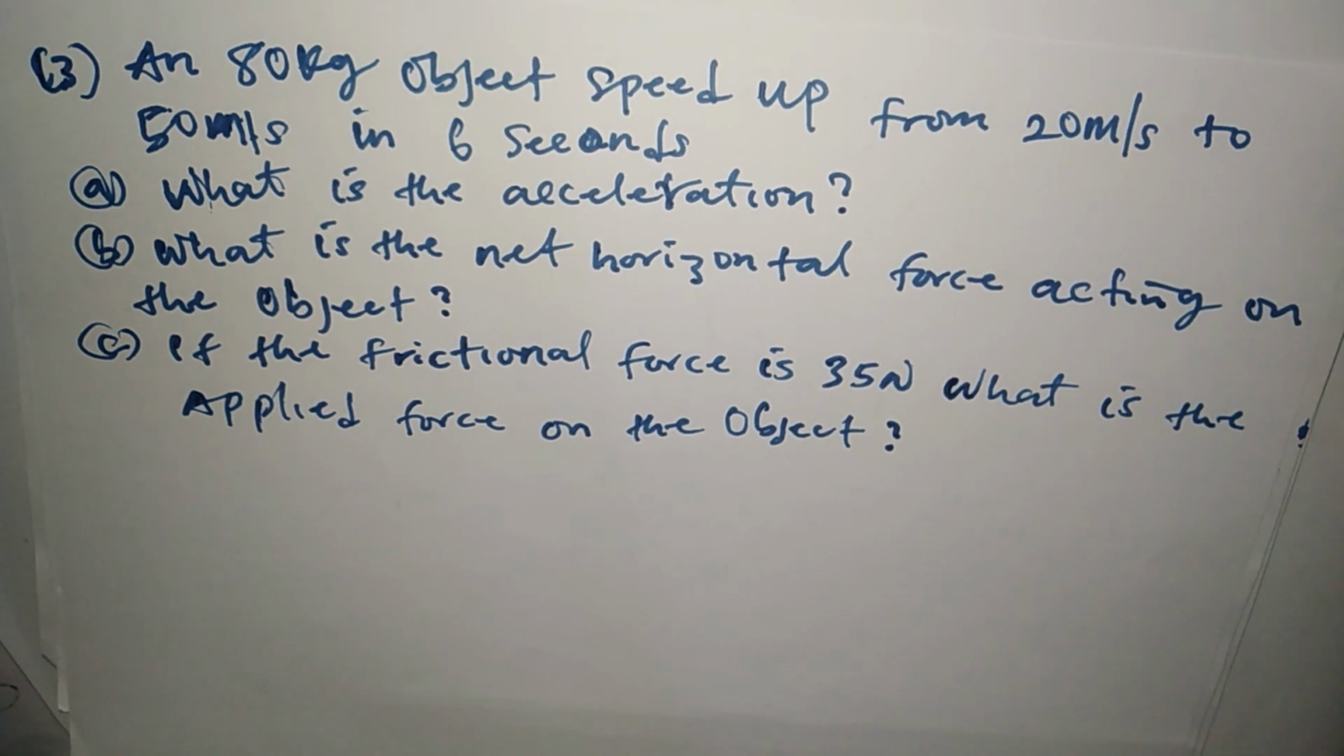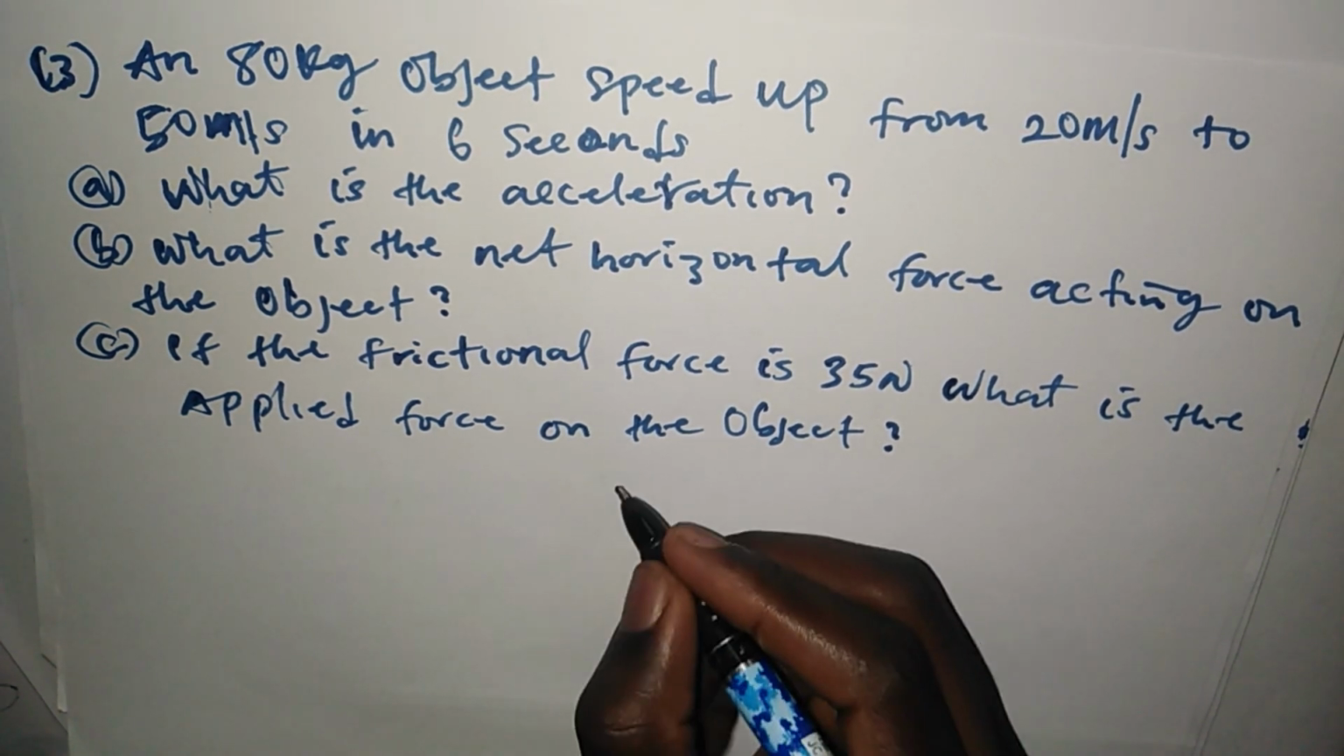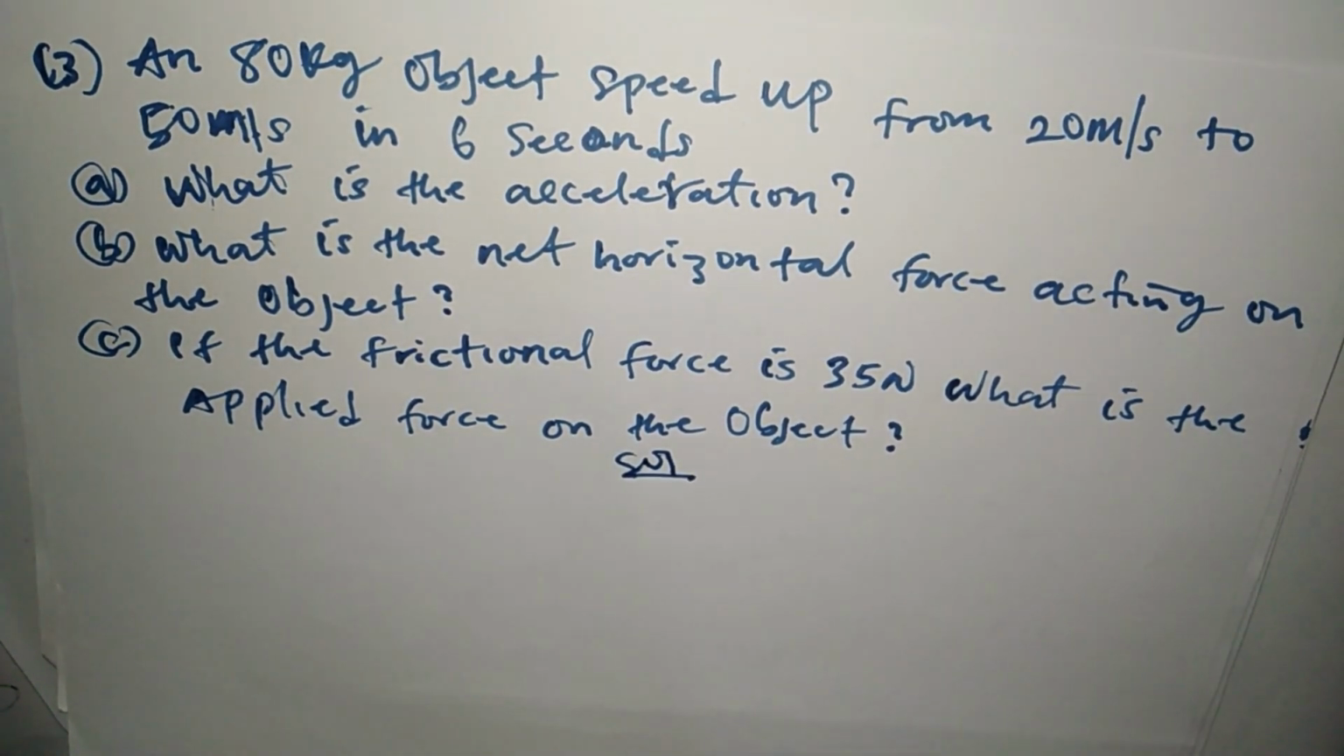So the question says, an 80 kg object speeds up from 20 meters per second to 50 meters per second in 6 seconds. What is the acceleration? That's A. B. What is the net horizontal force acting on the object? C. If the frictional force is 35 newtons, what is the applied force on the object? So let's start with A.